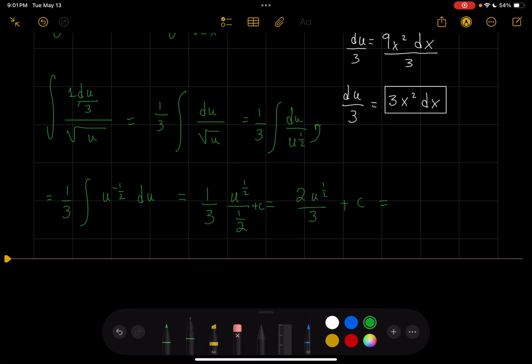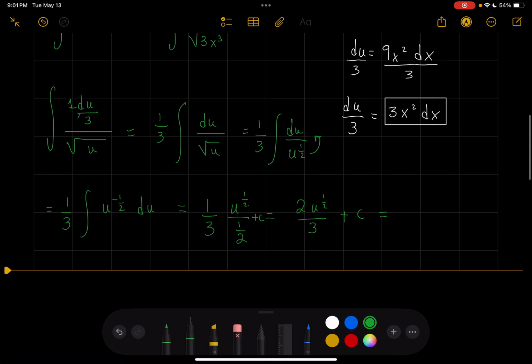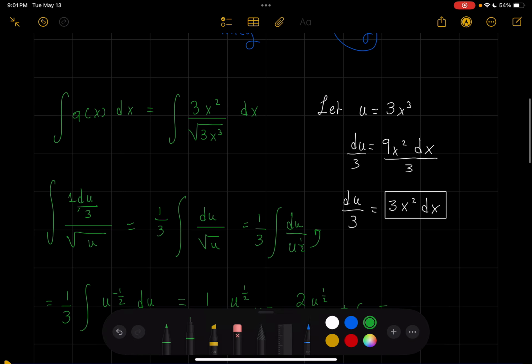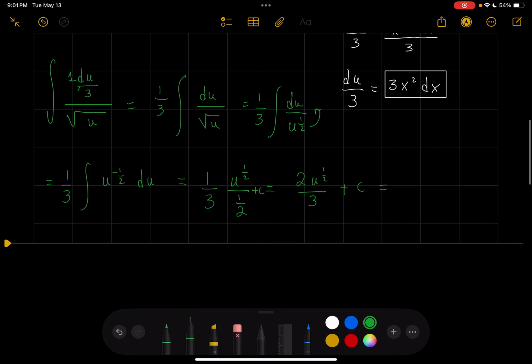Now the last step that you got to do, you just got to replace u back with 3x cubed. So it's going to be 2 square root of 3x cubed over 3 plus c. And this is our velocity function.